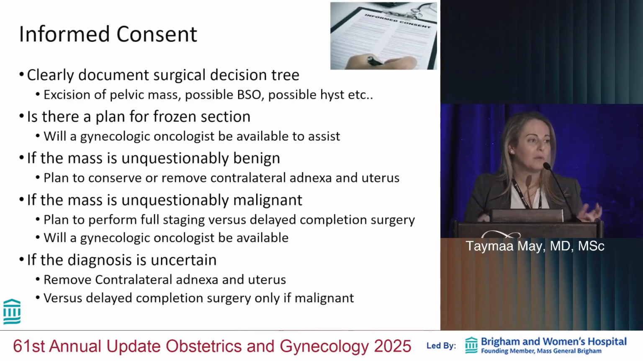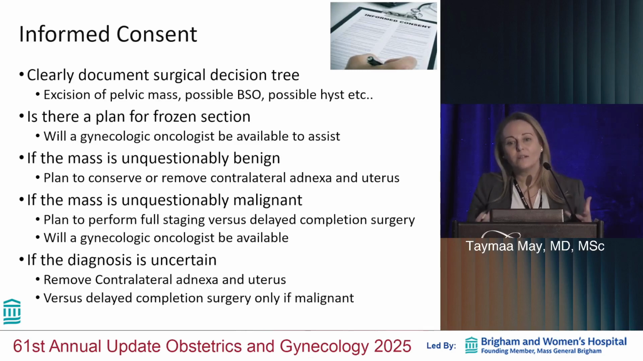Informed consent is probably the most important. A lot of us spend a lot of time talking to patients about the potential findings, the diagnosis, and then the potential upcoming surgery. Very important to document everything, especially in a diagnosis that is vague. When we have a patient with grade 1 endometrial cancer, we know exactly what surgery they need, we know what the staging is going to entail, and we can clearly write that on the consent.